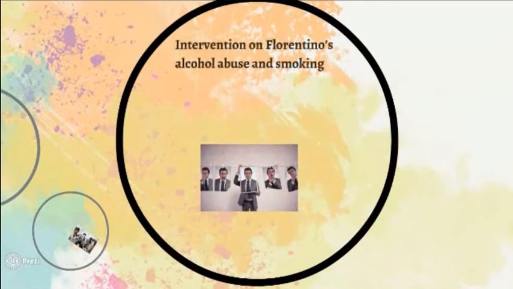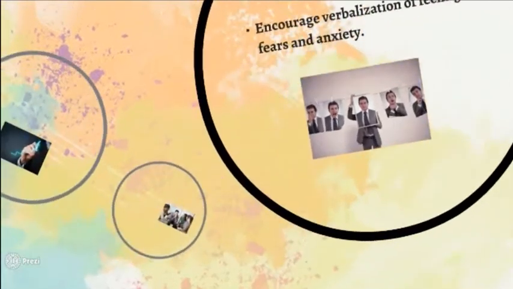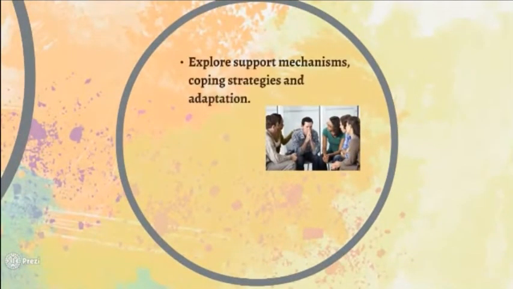Intervention on Florentino's alcohol abuse and smoking. Desired outcome for Mr. Florentino will be to identify effective coping behavior, use of effective coping, problem-solving skills, and lifestyle modification, encouraging him to verbalize his feelings, fears, and this may help him to come to terms with long unresolved issues.